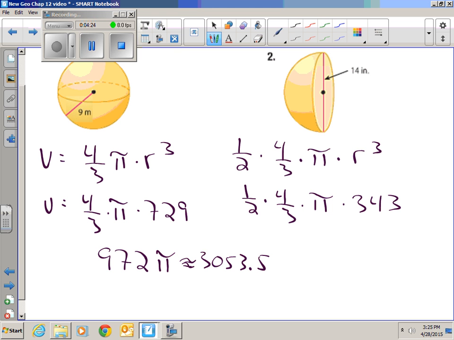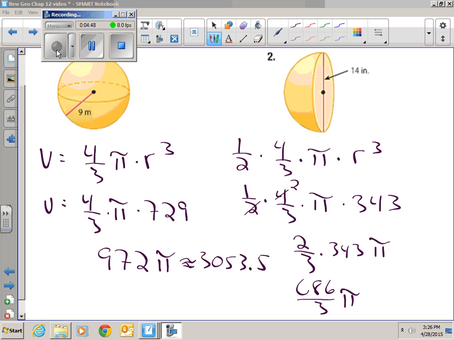If I multiply these out, cancel the 4 and the 2, okay, I get 2/3 times 343 times pi, which is 686 pi. Whip out your little mini calcs. And that equals about 718.4. There we go.